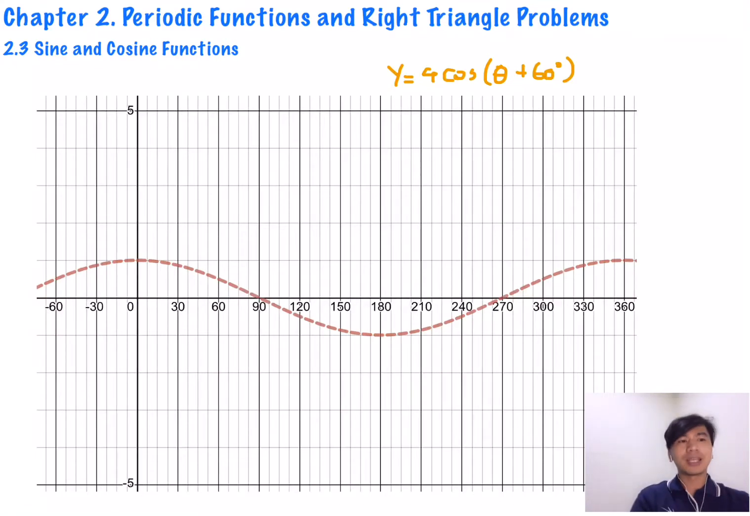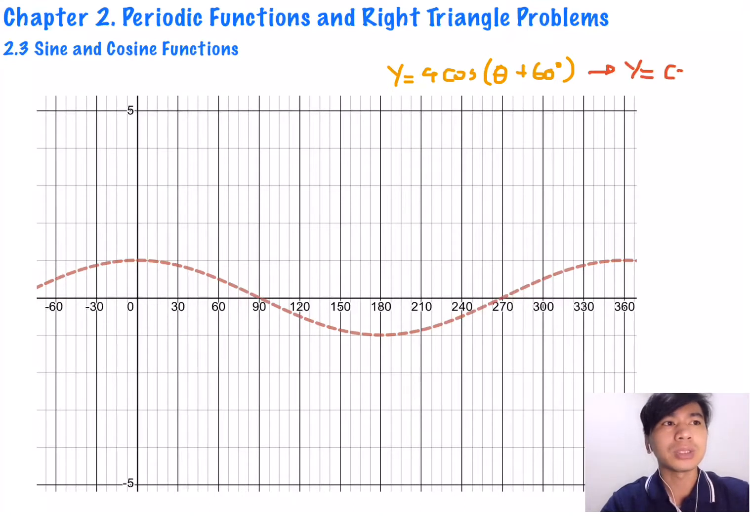So some students asked me about the questions on 2.3. I have taken this from your textbook on the even numbers. So let's say you are told to sketch y equals 4 cos of theta plus 60 degrees. We know that the parent function is y equal with cos theta, right? So this is y equal with cos theta. How do we draw y equal with 4 cos of theta plus 60 degrees?